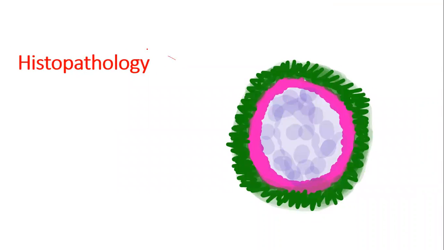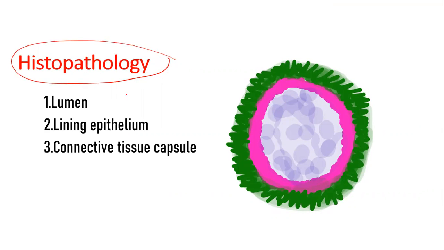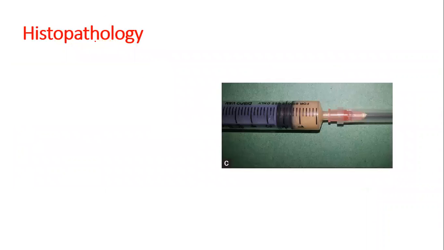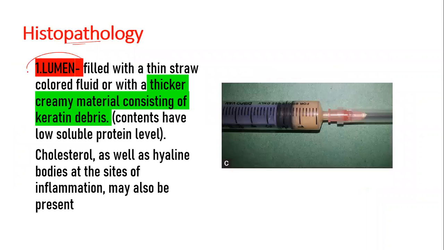So today let's start talking about the histopathology. As always, I'm going to teach you the histopathology under three headings, which are the lumen, the lining epithelium, and the connective tissue capsule, right? So starting with the lumen.